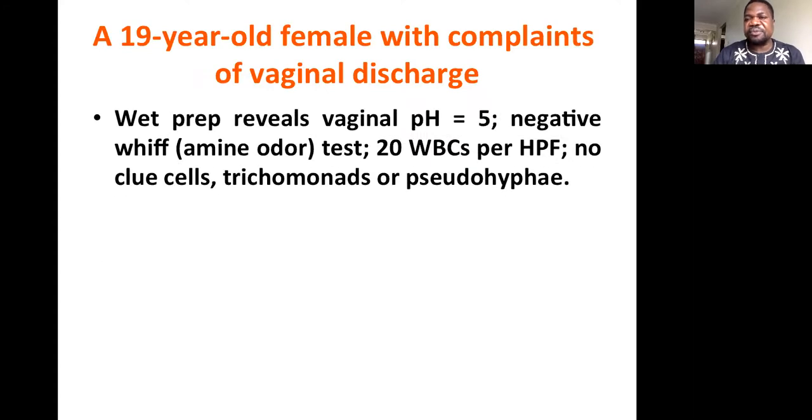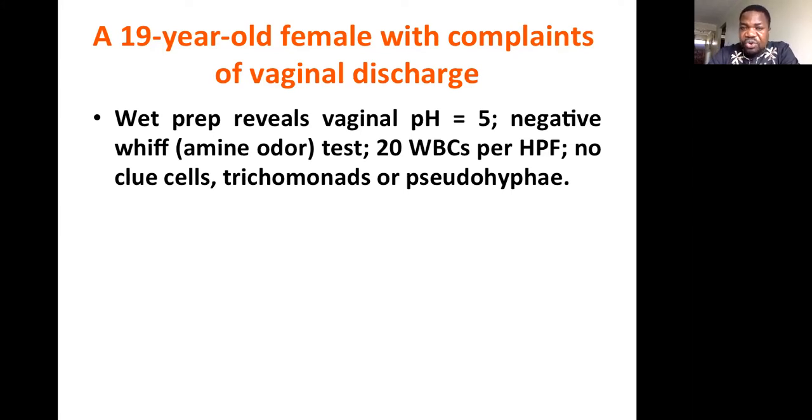And the pH supports that you exclude the possibility of the other cause of vaginitis with a high pH, that is bacterial vaginosis. You can exclude that. And the amine odor test is also negative, so it excludes the possibility of Trichomonas vaginalis. You have 20 white blood cells per high microscopic field.